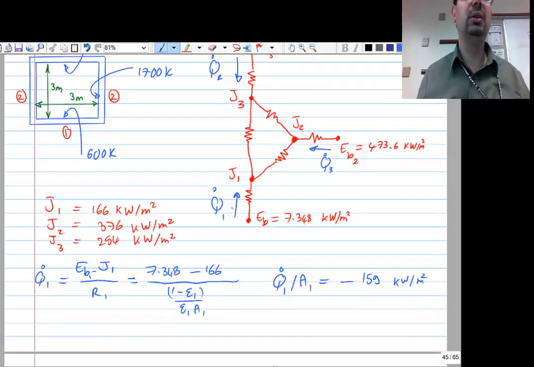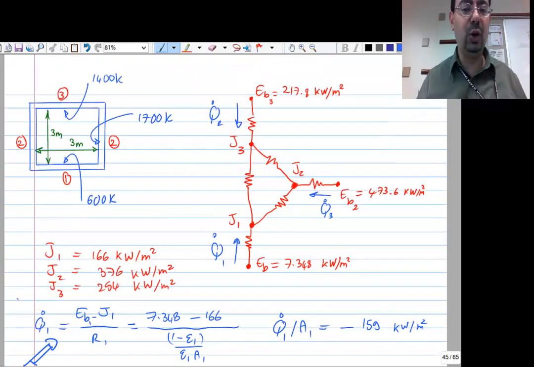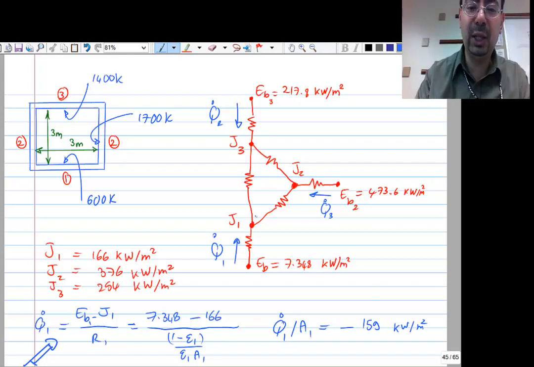Together with the J's, you need to write this equation for me, because I have the J. Where is my Q? The problem asks for the Q. So once you get your J1, now the Q is EB1 minus J1 over the resistance. Well, not surprisingly, it's minus 159 kilowatt per meter square.